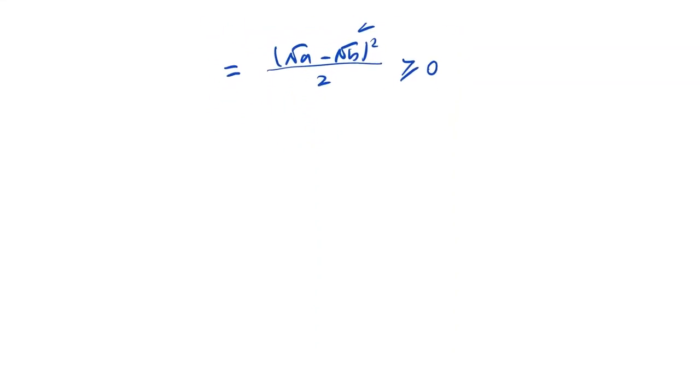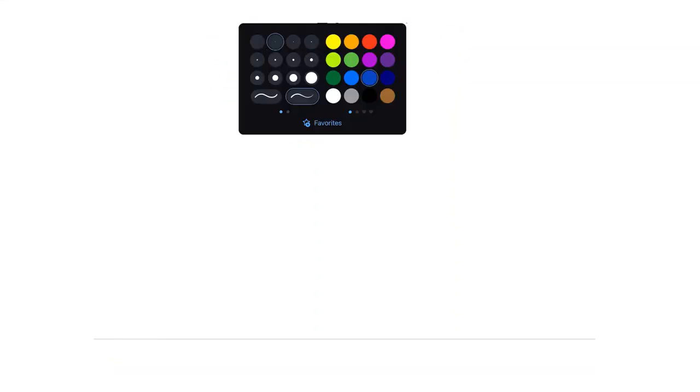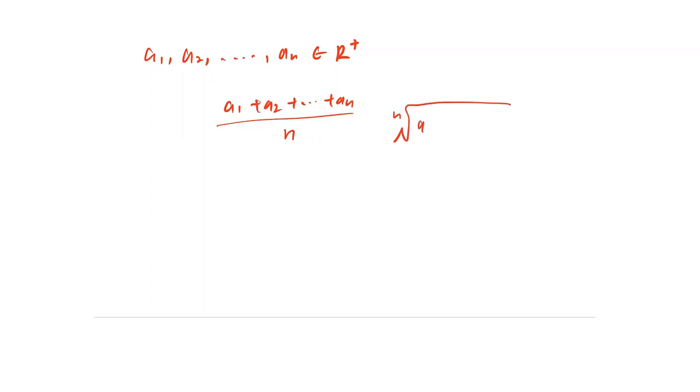Now I want you to consider these numbers, a1, a2, all the way up to an, where n is a positive integer, of course larger than or equal to 2, and these numbers are all positive real numbers. I want you to think of this expression, (a1 plus a2 plus all the way up to an) over n, and the nth root of a1 a2 all the way up to an. Which one of these is larger? You've guessed it, it is (a1 plus a2 all the way to an) over n.